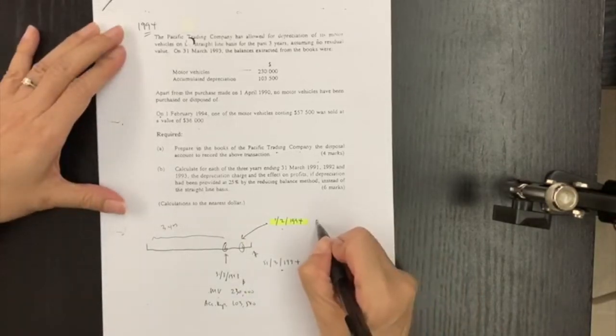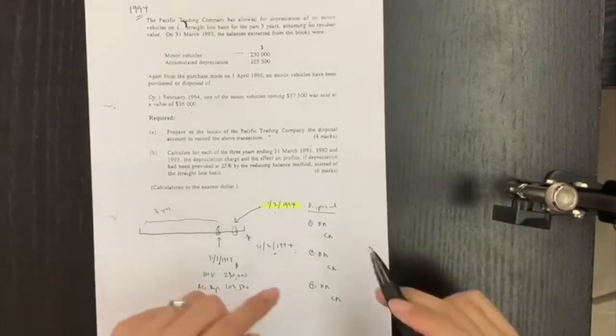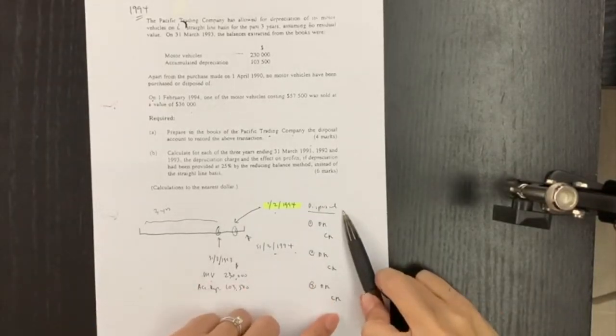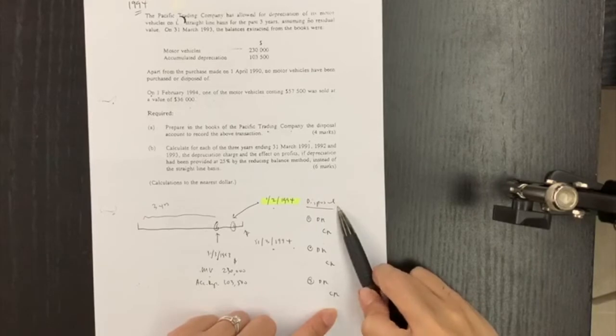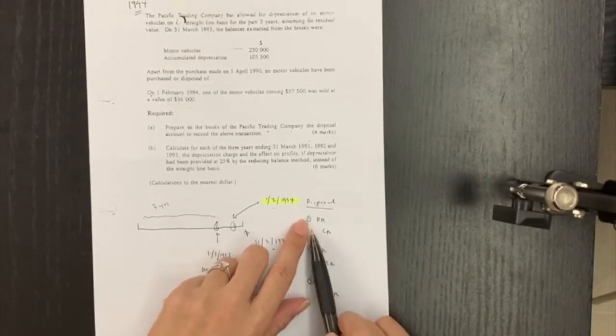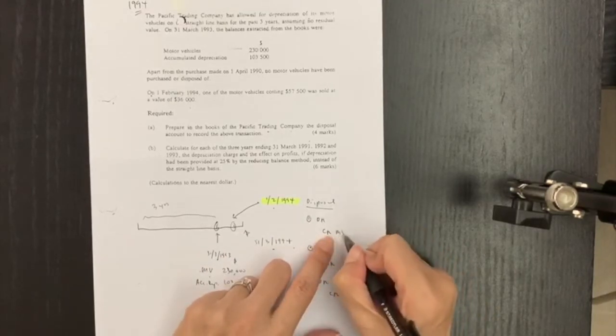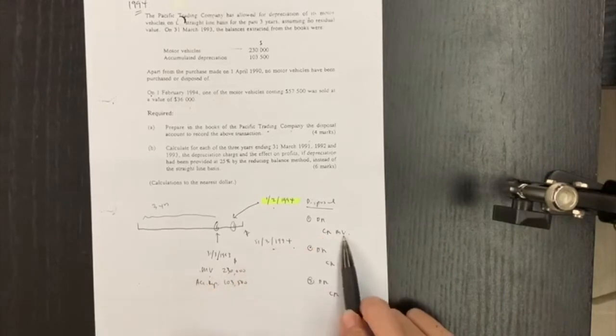Okay, so we have disposal. We do some revision on disposal. For disposal, we always have 4 steps. The first step is to delete motor vehicle, so that we credit motor vehicle, which is the costs.